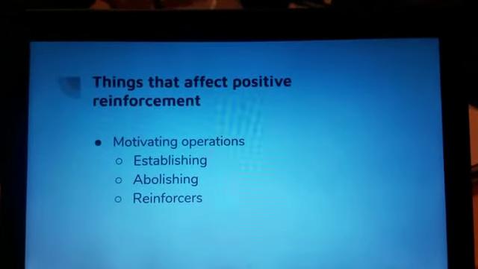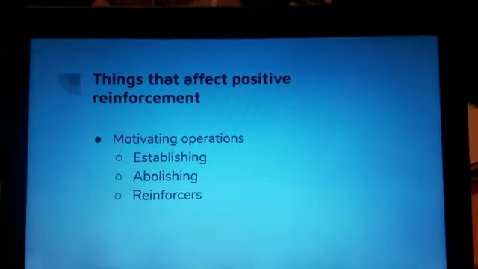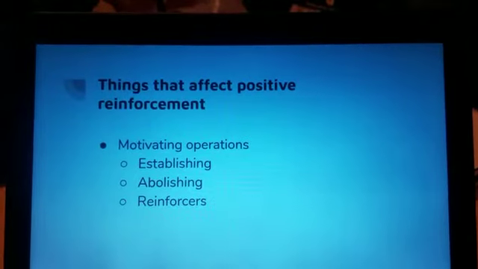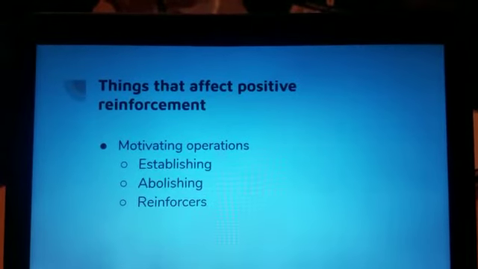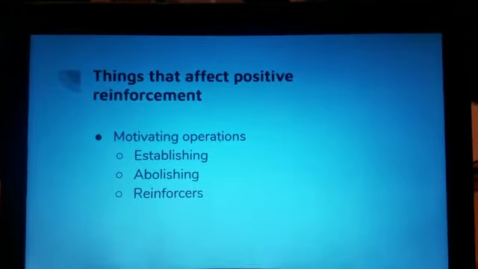A huge thing to take into consideration is the reinforcers being used. A reinforcer is the stimulus that is presented as a consequence, and it is responsible for that subsequent increase in responding.